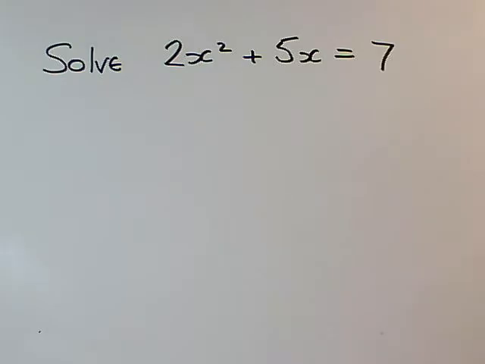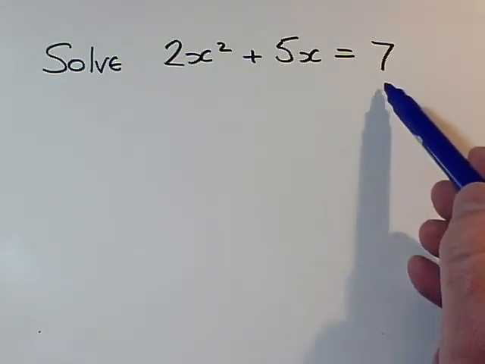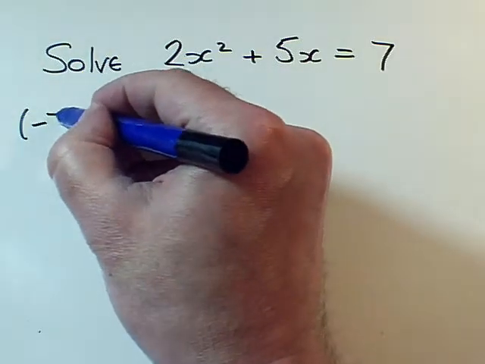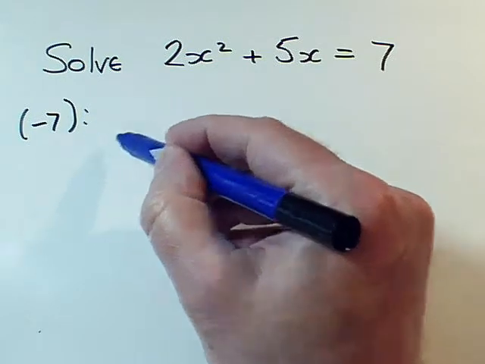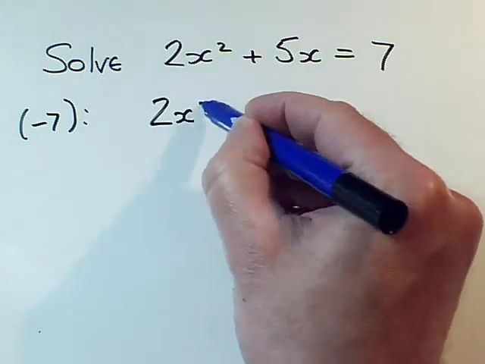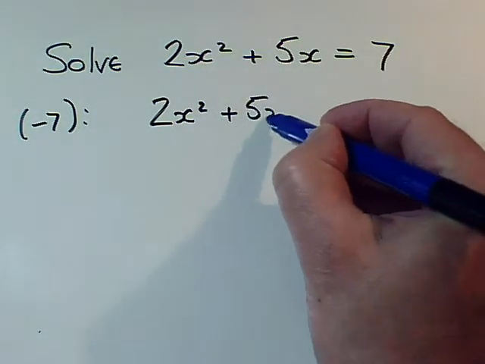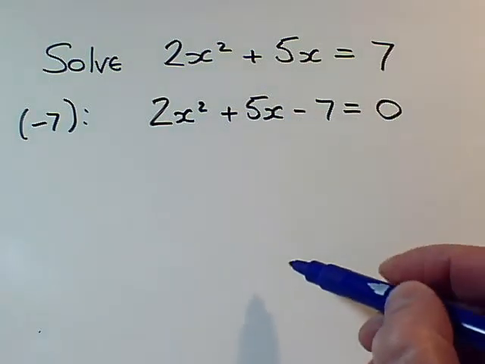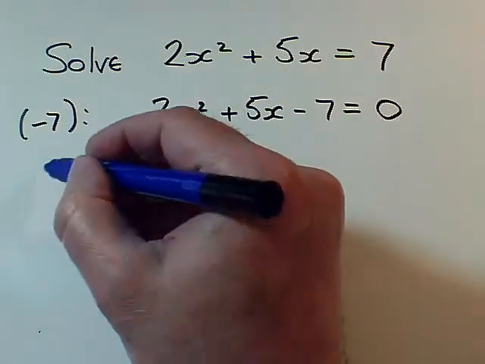Here's another example. Now this time I haven't got equals 0, and it's vital I do. So my first thing to do is to subtract 7 from both sides. So I'm going to get 2x squared plus 5x minus 7 equals 0. I'll have a look. Can I factorise it? I think I'll be able to.